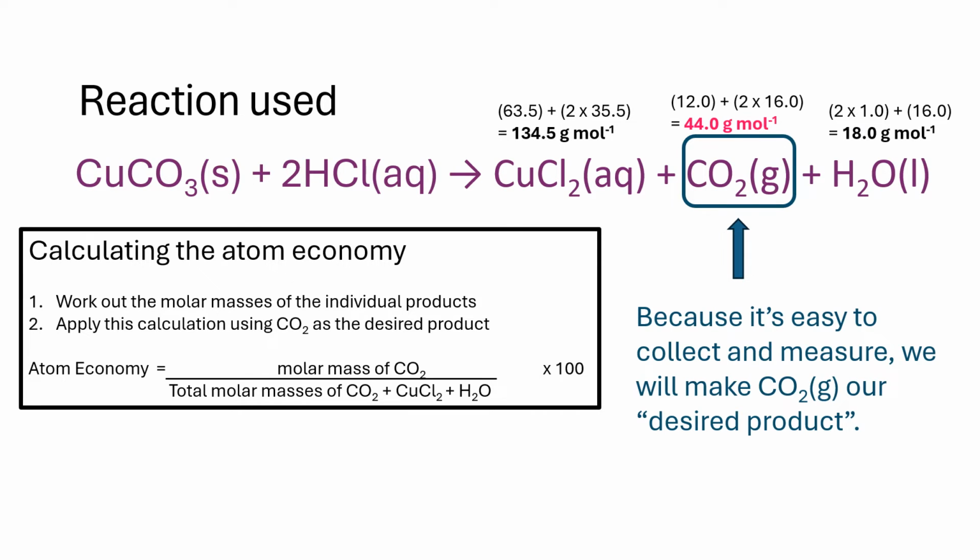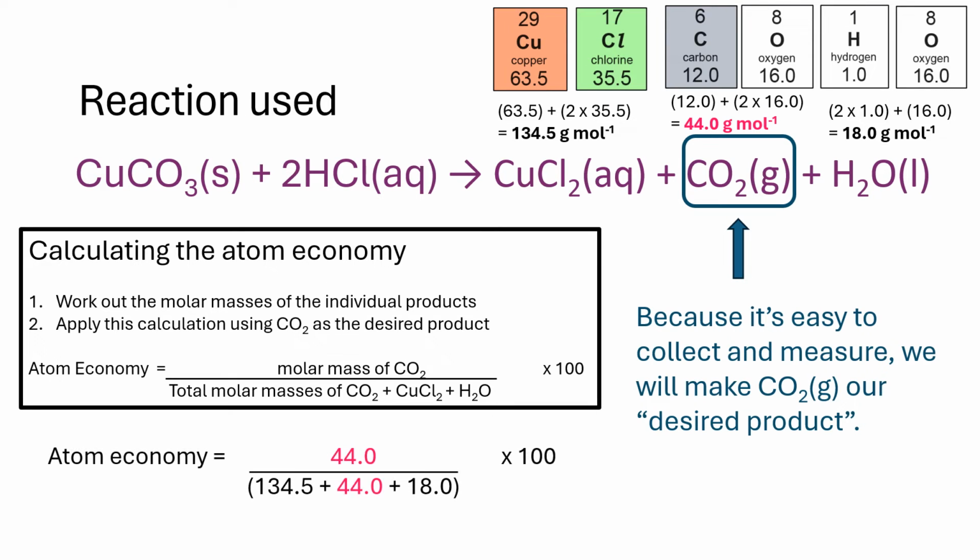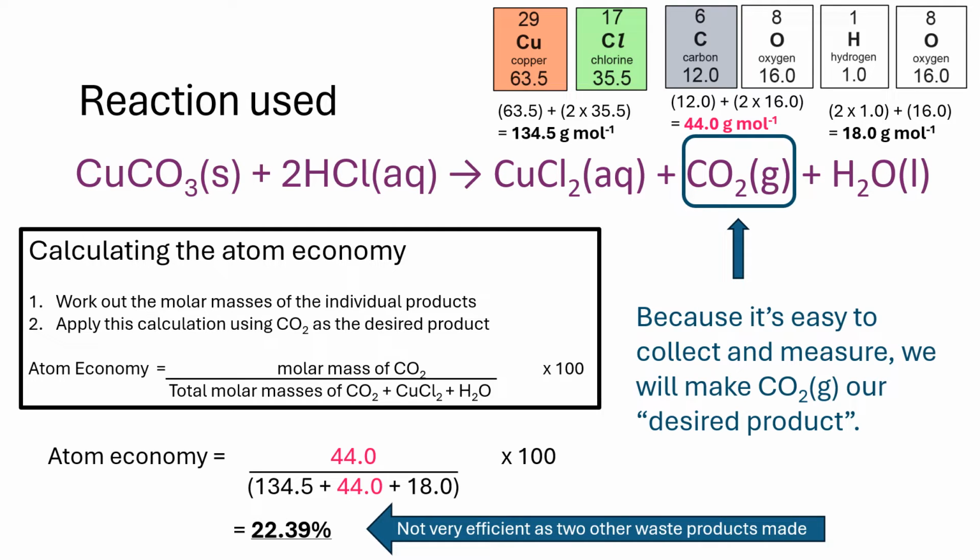So taking all the information about molar masses from the periodic table, you can see where I've got 134.5, 44 and 18.0 from. So that means the atom economy is 44, which is our molar mass of carbon dioxide, divided by the total molar masses of carbon dioxide, CuCl2 and H2O. So that gives us 22.39%, which in fact is not very efficient because there's two other waste products being made, the water and the copper chloride.